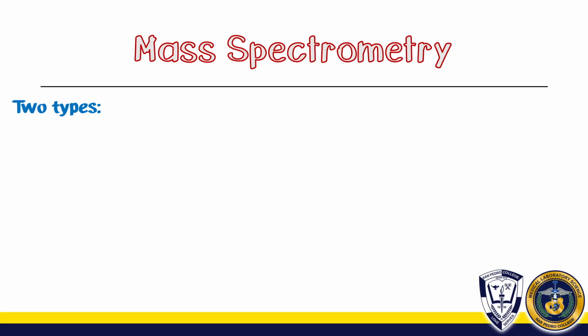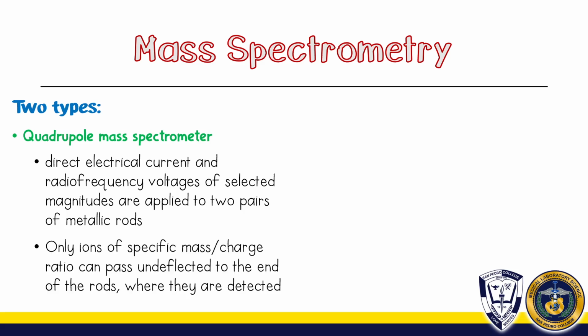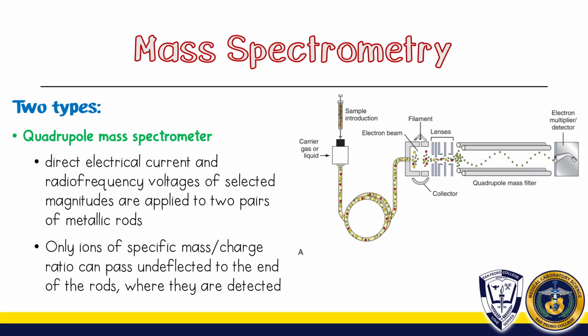So there are actually two types of mass spectrometry, starting with your quadrupole mass spectrometer. Now, direct electrical current and radio frequency voltages of selected magnitude are applied to two pairs of metallic rods, and only ions of specific mass to charge ratio can pass undeflected to the end of the rods where they are detected. And this is how your quadrupole mass spectrometer would look like. Kani na siya actually na part. Kaya siya quadrupole, kay upat na siya ka rods na gidikit-dikit and naka-pair na siya na duha ka rod positively charged, duha ka rod negatively charged.